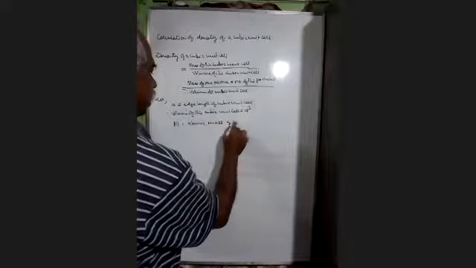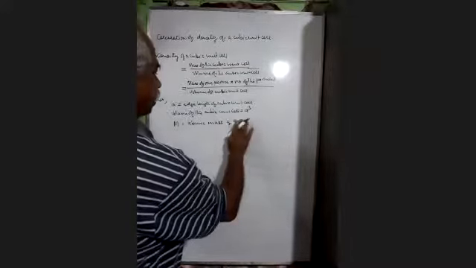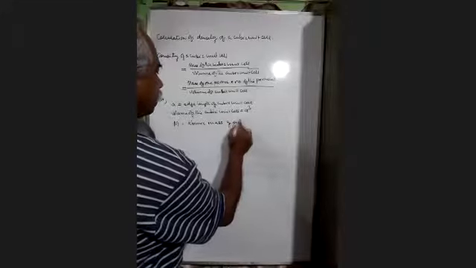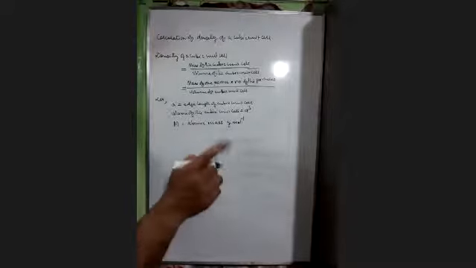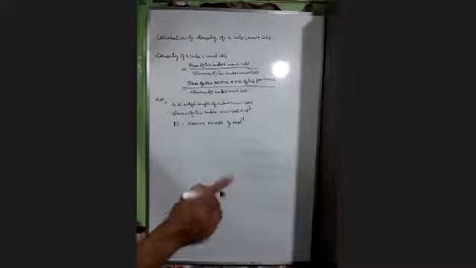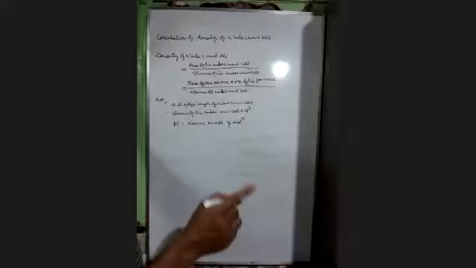Gram per mole inverse. So if 12 gram is the atomic mass of carbon, what is the mass of one atom of carbon? We know 12 gram of carbon contains 6.02 into 10 to the power 23 number of carbon atoms. So I have to divide 12 by 6.02 into 10 to the power 23.